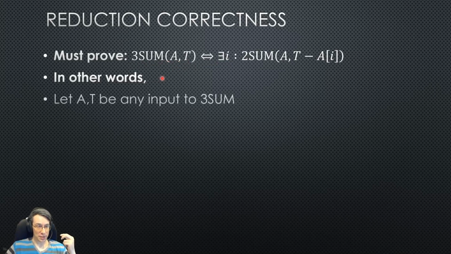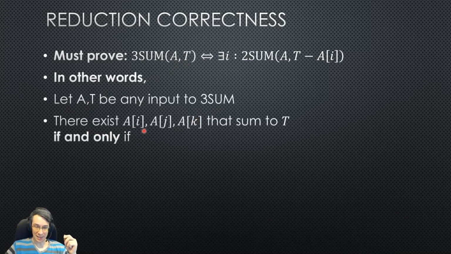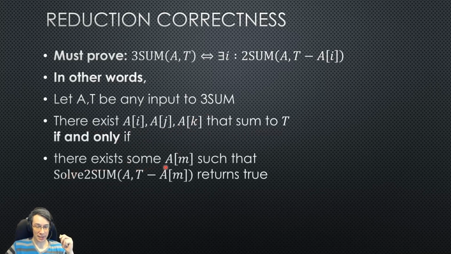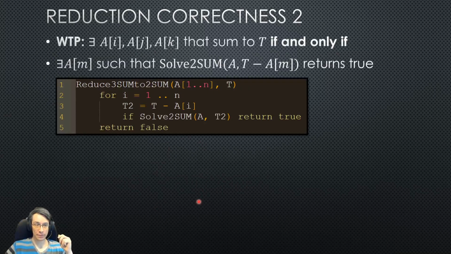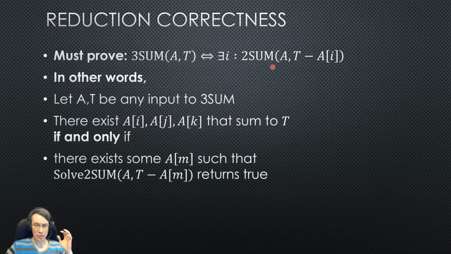Okay, in other words, let a comma t be any input to 3sum. There exist ai, aj, ak that sum to t if and only if there exists some am such that solve2sum a comma t minus am returns true. This is what we want to prove, okay? And by the way, in doing so, we're assuming that our solution to 2sum is correct. So we assume there's a correct solution to 2sum in this. So solve2sum is behaving correctly when we say that there exists some am that causes this to return true.